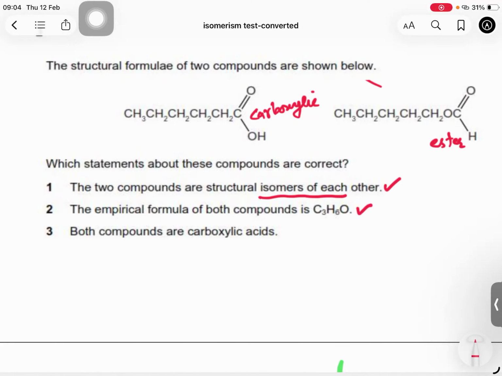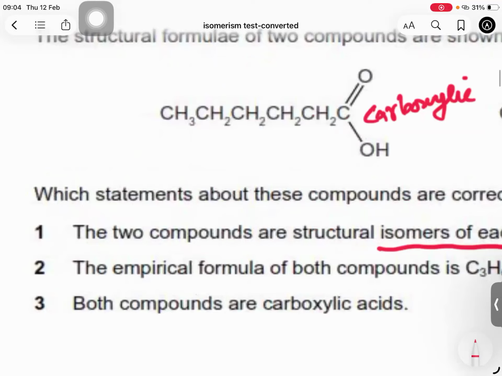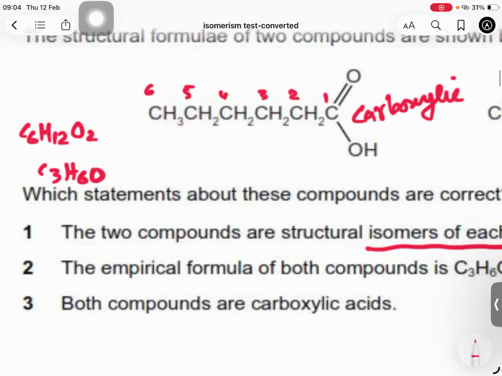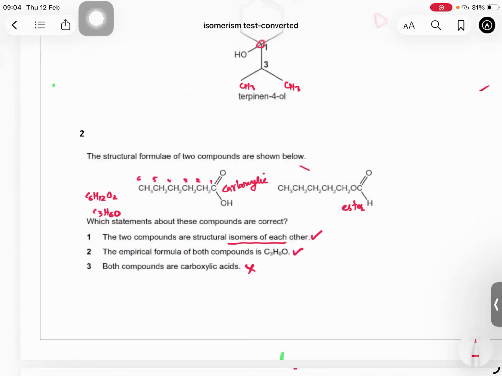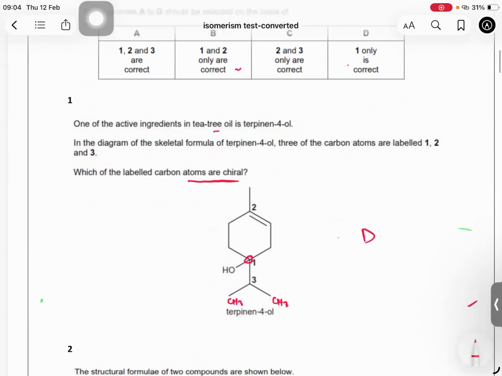How to calculate the empirical formula? I always tell you, you just count the total number of carbons, hydrogen, oxygen, you get the molecular formula. In this case, for example, 1, 2, 3, 4, 5, 6. So C6, H3, 5, 7, 9, 11, 12, and then O2. And then simplify. So simplified, divided by 2, gives you C3H6O. And both of these have the same. But both of these are carboxylic acid? No, one of them is carboxylic acid and one is ester. So statements 1 and 2 are correct. If 1 and 2 statements are correct, the answer is B.